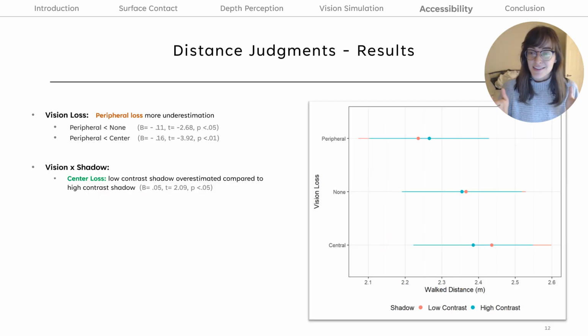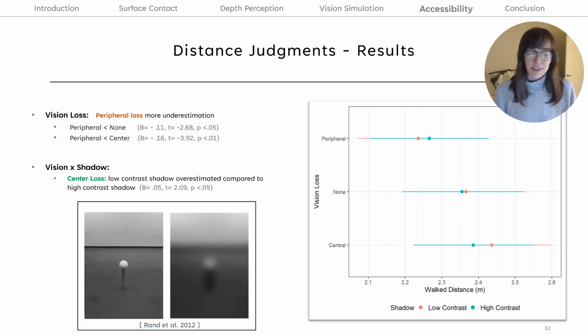Meanwhile, I had predicted that there was going to be a main effect of central vision loss, and specifically I expected that people would overestimate with central vision loss compared to the no vision loss condition for reasons that we're going to talk about now, because it's relevant for our vision shadow interaction. Because we designed this high contrast surface contact cue with the central vision loss folks in mind, because I know it's like beating a dead horse. You've heard a lot about surface contact from me at this point.